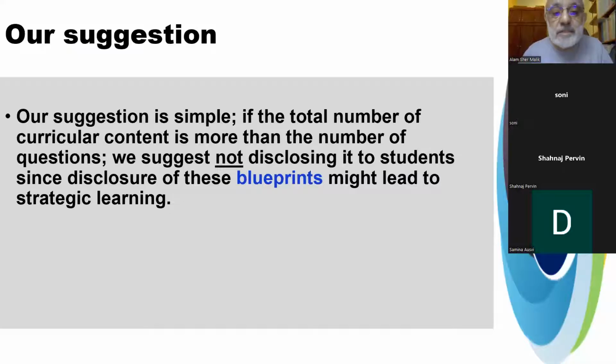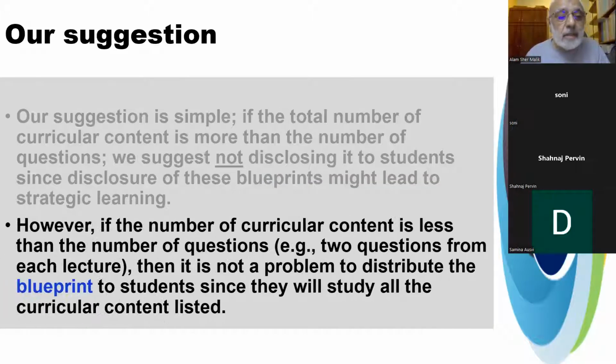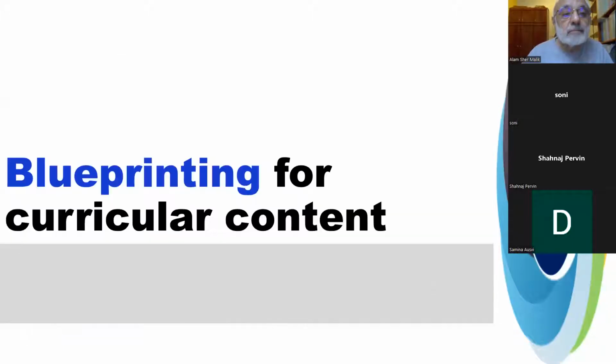We have a very simple suggestion. If the total number of curricular content is more than the number of questions, we suggest not disclosing it to students, since disclosure of these blueprints may lead to strategic learning. On the other hand, if the number of curricular content is less than the number of questions, for example, we are asking two questions from each lecture, then it is not a problem to distribute the blueprint to the students, since they will be studying all the curricular content anyway. So that is blueprinting for assessment.